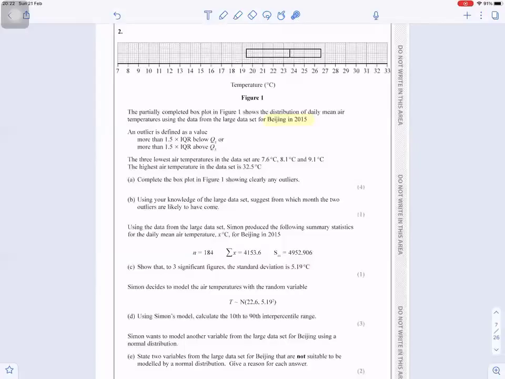Question number 2. The partially completed box plot in figure 1 shows the distribution of daily mean air temperatures using the data from the large data set for Beijing in 2015. And they've defined an outlier. Part A, complete the box plot in figure 1 showing clearly any outliers.